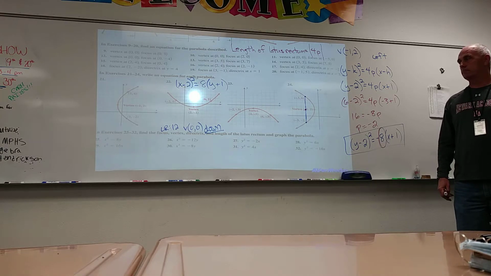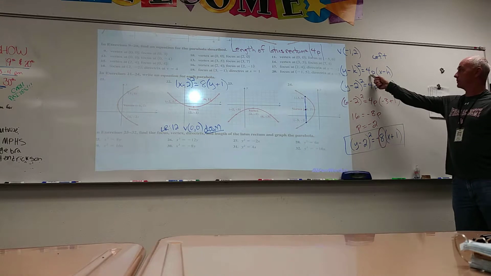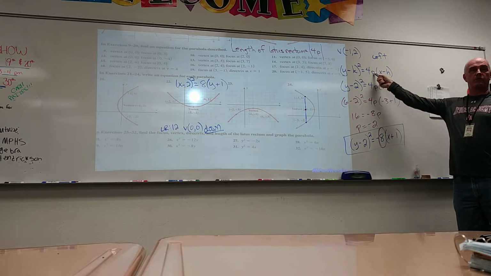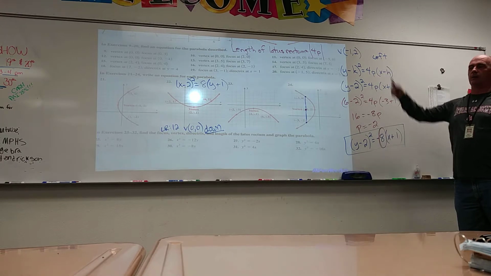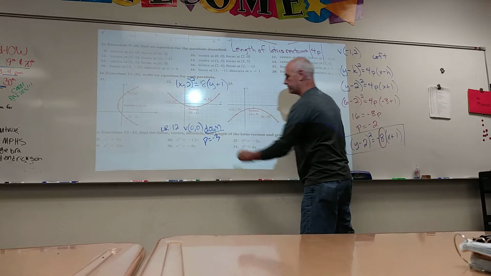What's p? Negative p is not 12. It's negative 3. Remember what is in front: 4p. So how do we get p? Divide by 4. What is p? Negative 3. p is negative 3.